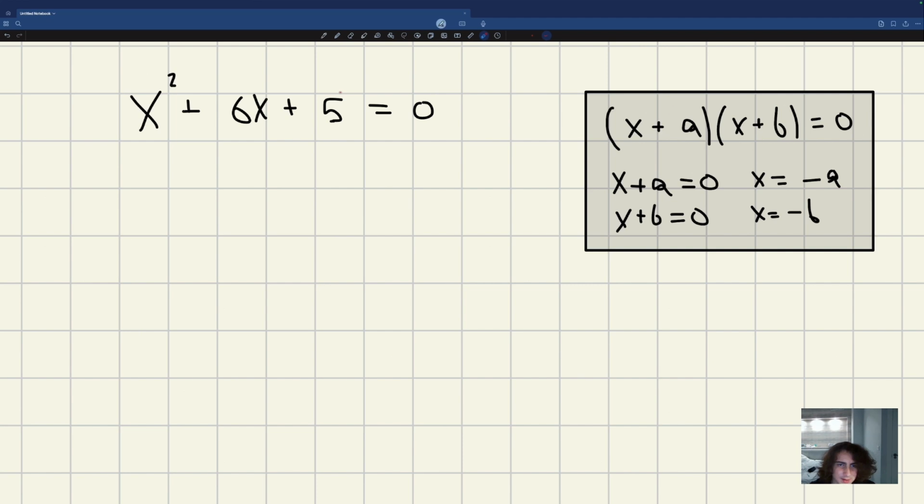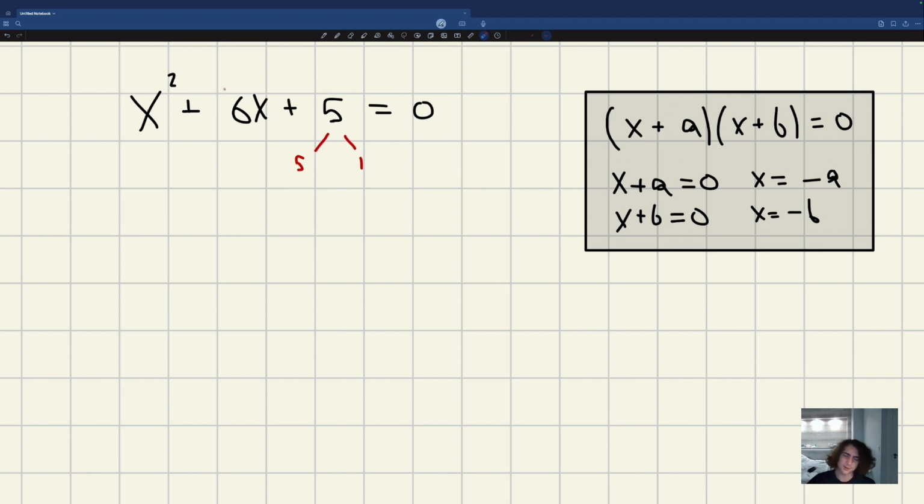You have to look at the c coefficient, the 5 in our case, and we have to see how we can break down this 5 into its factors. So, 5 can be broken down into a 5 and a 1. Then we look at the 6, and the 6 has to be an addition of the two factors of 5. In this case it's simple because 5 plus 1 is 6.